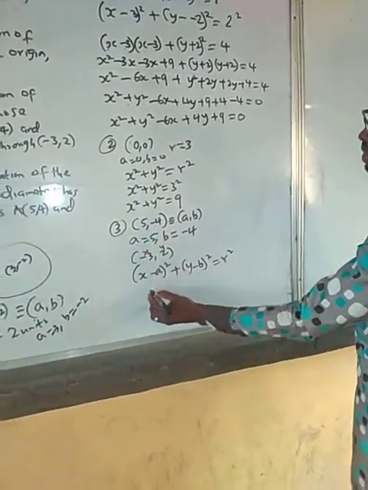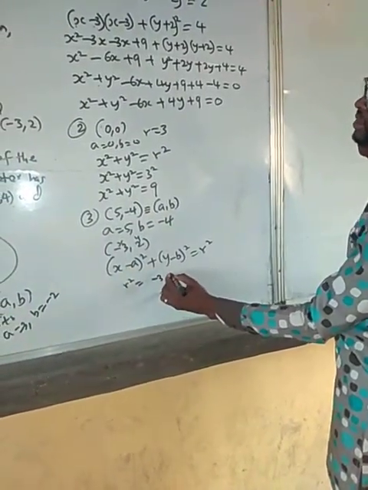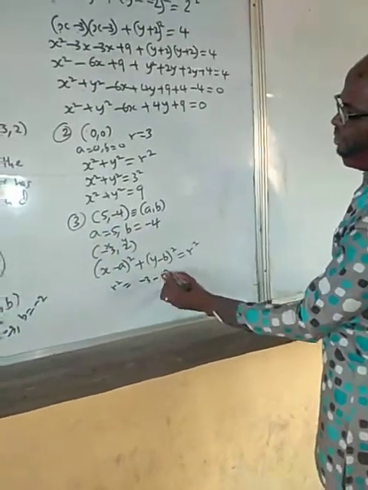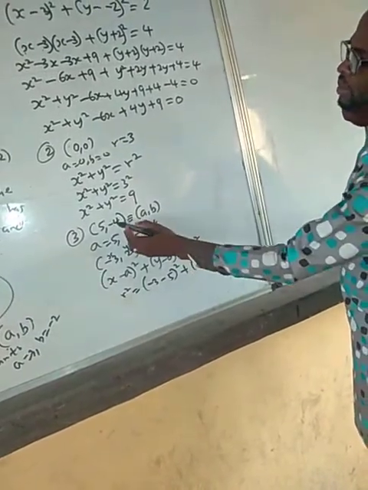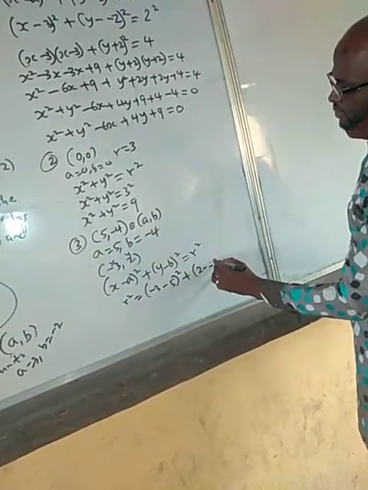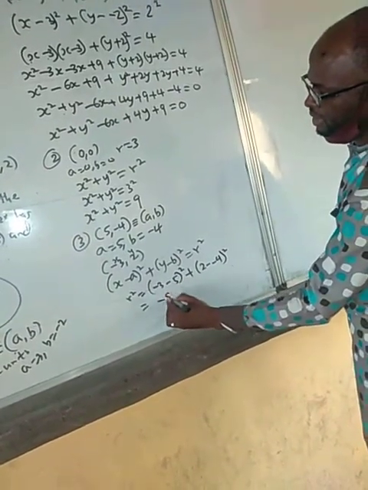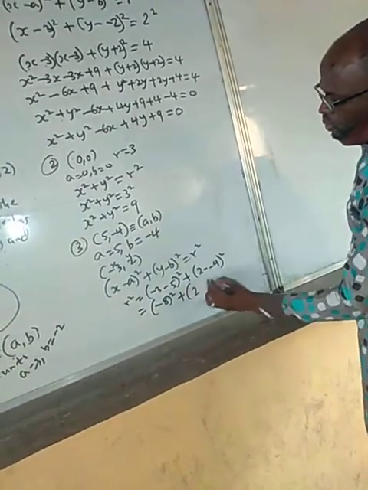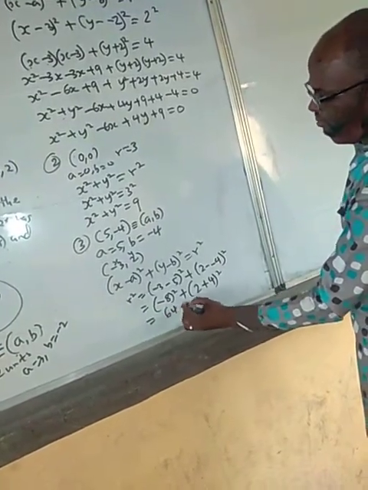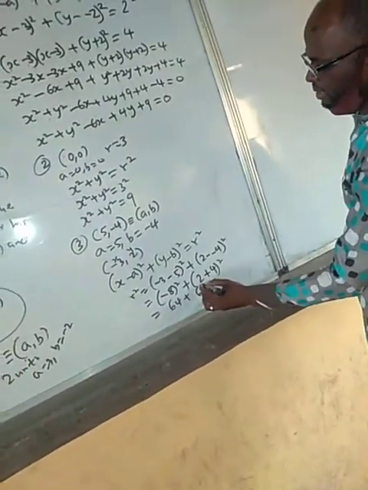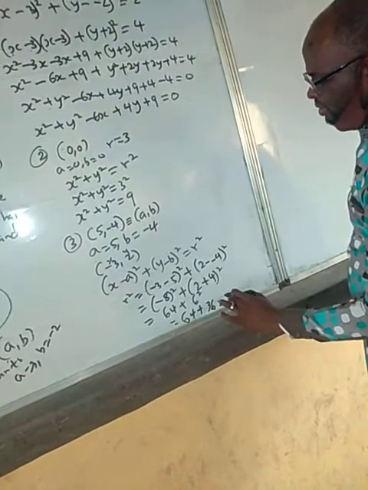So r squared will be (x minus a) where x is minus 3 and a is 5, all squared, plus (y minus b) where y is 2 and b is minus 4, all squared. So minus 3 minus 5 will be minus 8 all squared, plus 2 minus minus 4 is plus 4... I mean 6 squared. So minus 8 squared is 64, plus 6 squared is 36, and that will be 64 plus 36, that is 100.